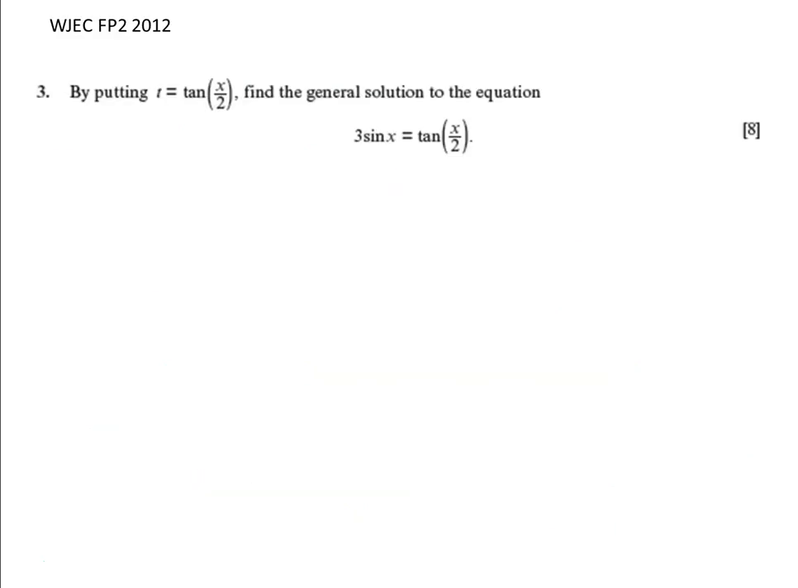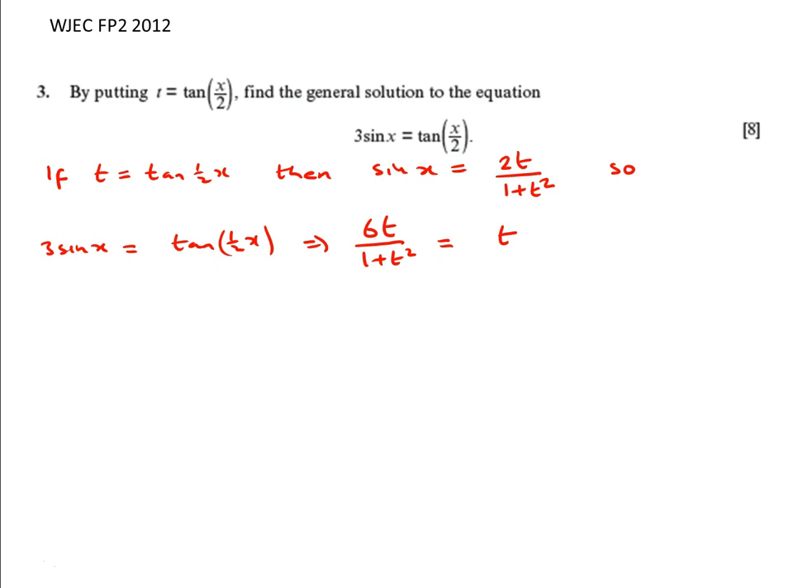The second example we're going to consider is one where we have to use the t equals tan half x substitution. We've got to use the substitution t equals tan half x to solve the equation, find the general solution of the equation, 3 sine x equals tan a half x. So if we've got t equals tan half x, then sine x is equal to 2t over 1 plus t squared. So the equation can be rewritten as 3 times 2t over 1 plus t squared equals t. In other words, 6t over 1 plus t squared equals t.